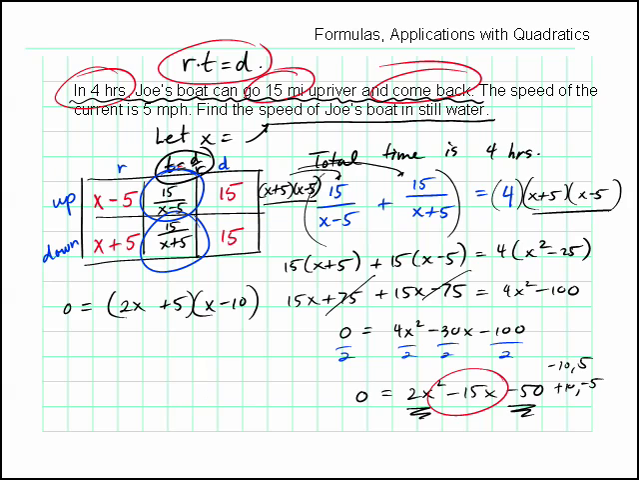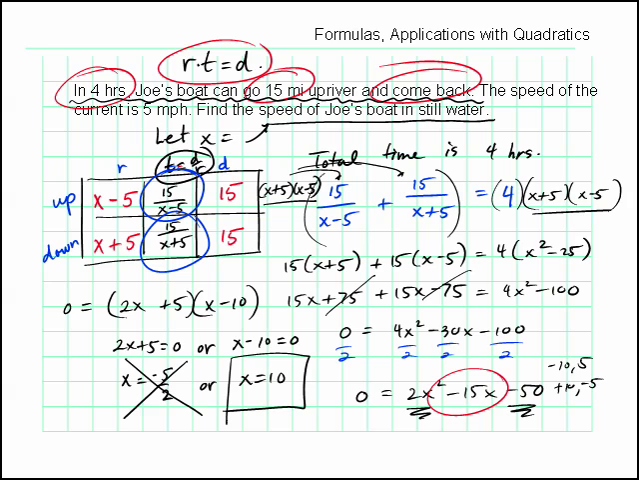Okay. And so 2x plus 5 equals 0, or x minus 10 equals 0. This one gives me a solution of negative 5 halves, and this one gives me a solution of 10. Now, since our speed cannot be negative, I will rule this one out as an answer. The answer must be 10, and so the speed of Joe's boat up here is 10 miles per hour. And I have it solved.